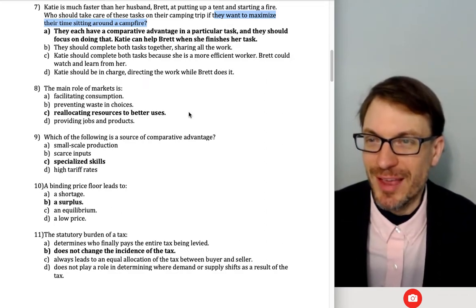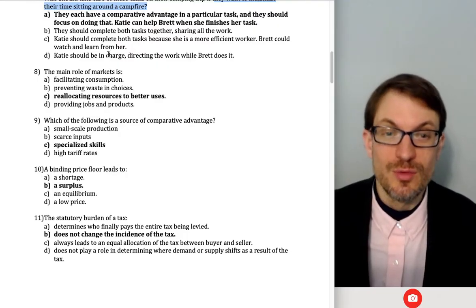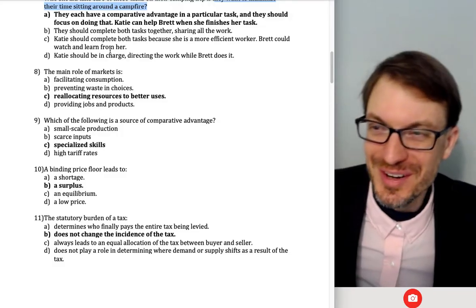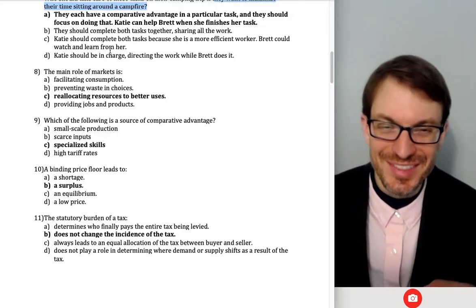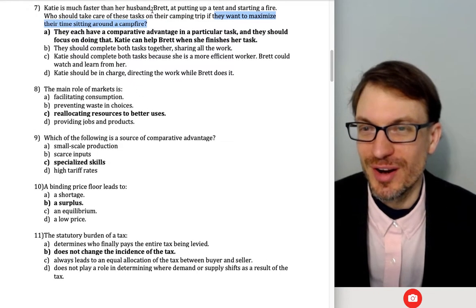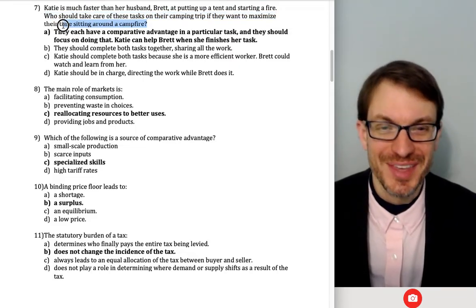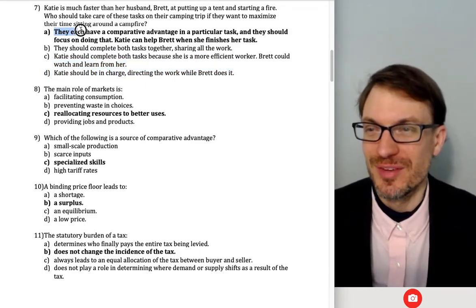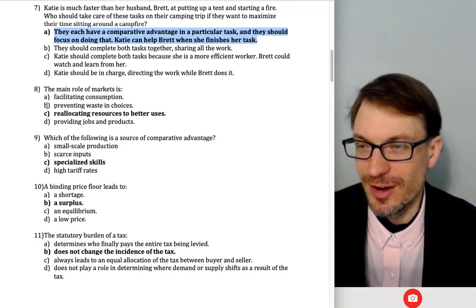Again, not going to maximize the time sitting around the campfire, unless Katie, wait a second. This is, don't put this on your exam because you'd get it wrong. What if Katie starts the fire and then sits at the campfire watching Brett put up the tent, right? Then we'd have a situation where Katie would be able to maximize Katie's time sitting around the campfire, and then it would be D. But no, as always, the best answer is just what you want to select, and that's A here.